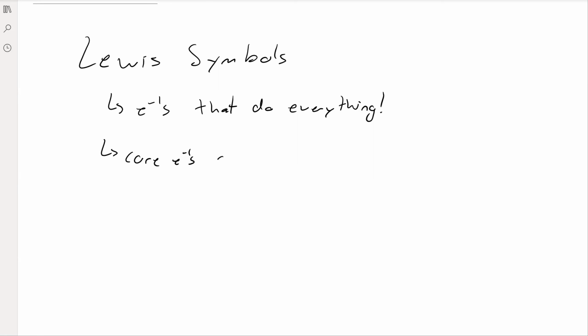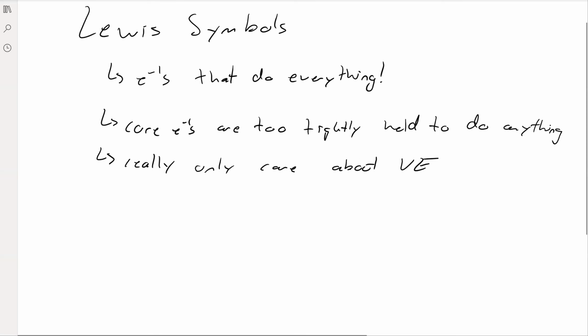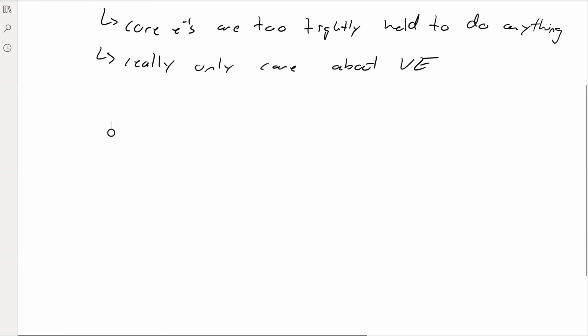And if we think about which electrons are doing the work, remember that we said that the core electrons are tightly held, and they're actually too tightly held to really do anything, right? So they just kind of sit there and don't really participate in chemical bonding. So we really only care about valence electrons.